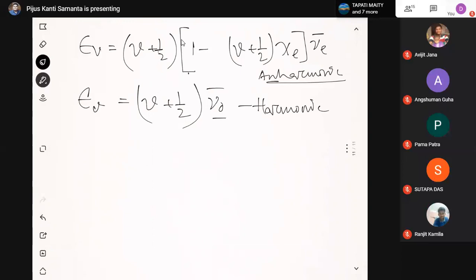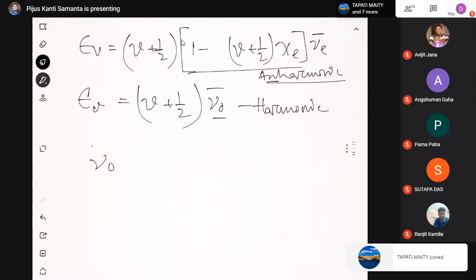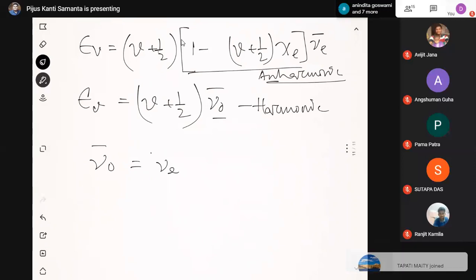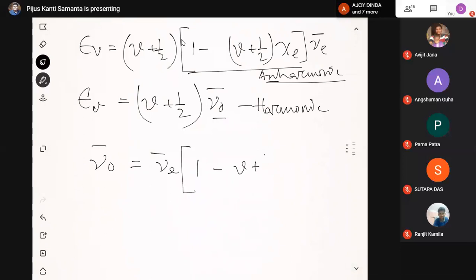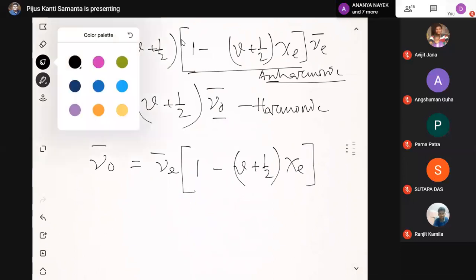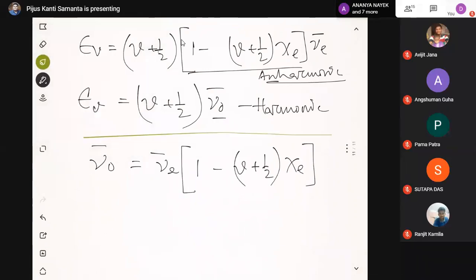So we have mu0 bar equal to mu bar into 1 minus xe times v plus half. So if we replace mu zero by this equation, then the entire anharmonic vibration can be treated as a harmonic vibration. We just have to replace mu zero by this one.